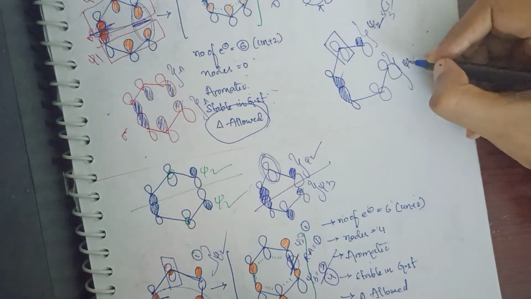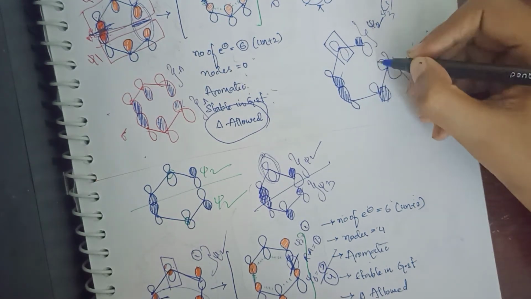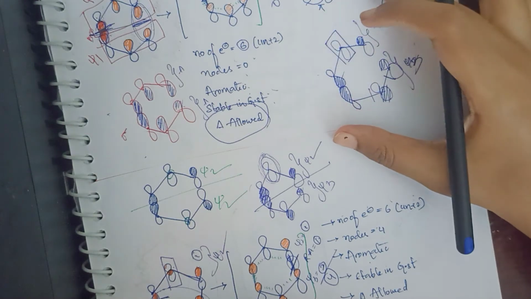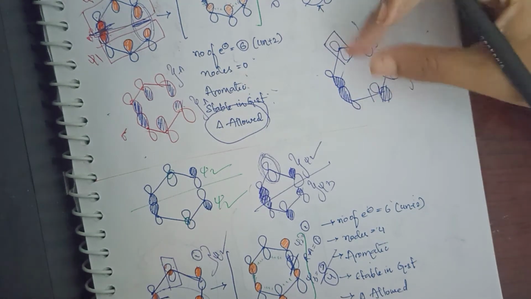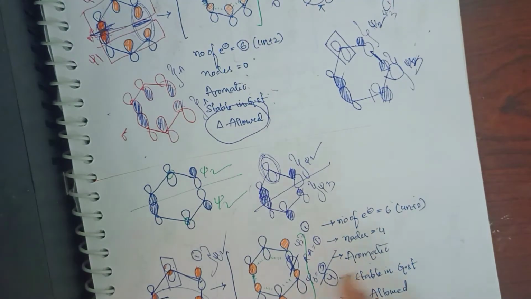If I take Xy2 or Xy3 again, we should write two nodes. See, this is one node, this is one node. In this way you have to draw the molecular orbital. After drawing, just separate it. After separating, joining both sides again, you will get a product. So it is also allowed under thermal conditions.